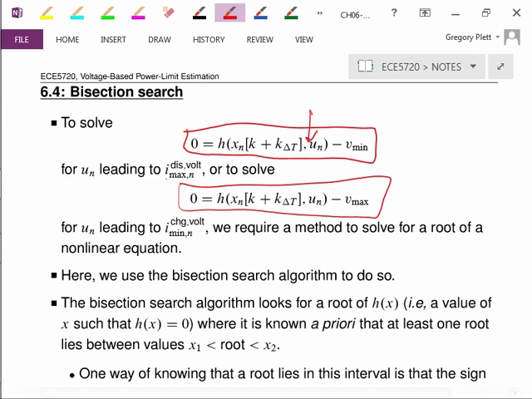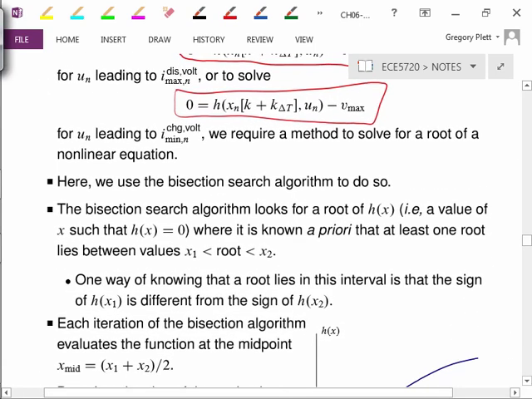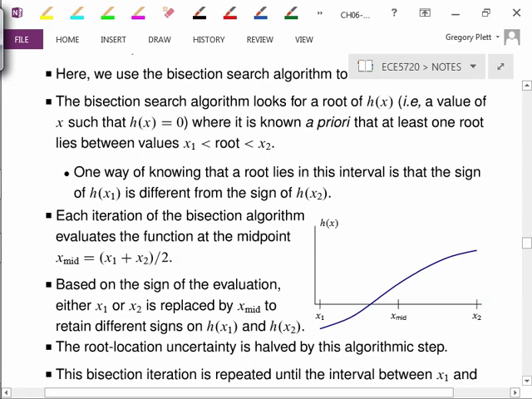And there's a number of ways of doing so. The bisection search algorithm is one quite good way to do so. A bisection algorithm looks for a root of some function, h of x. So by root we mean a location x such that h of x is 0, where we know beforehand that there's at least one root between x1 and x2. So we supply the algorithm with limits x1 and x2, and we know that there's a root in between, and we want to find that root.